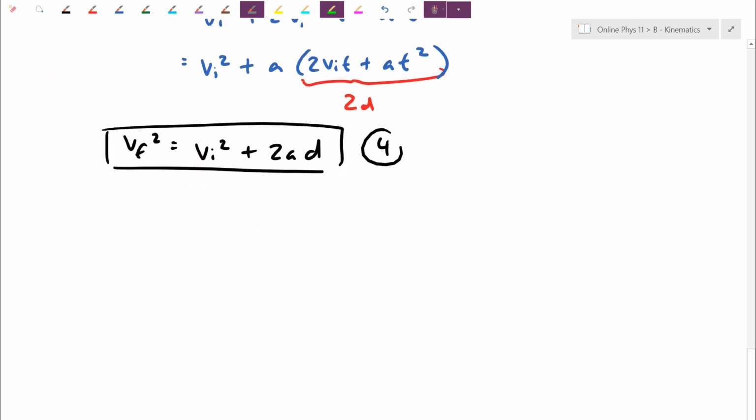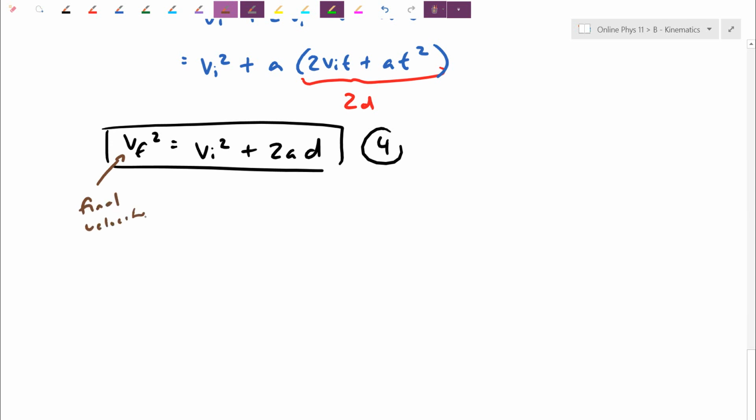You might find on your formula sheet that I've been using VF and VI just for simplicity, right? F stands for final, and VI is initial. I've been using that just to make the lettering a little bit easier for you. For this equation, you usually see it in textbooks formatted as V squared equals V naught squared plus 2AD. They're just switching up the notation a little bit for you here.